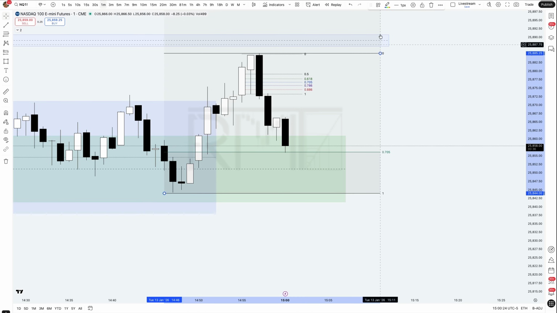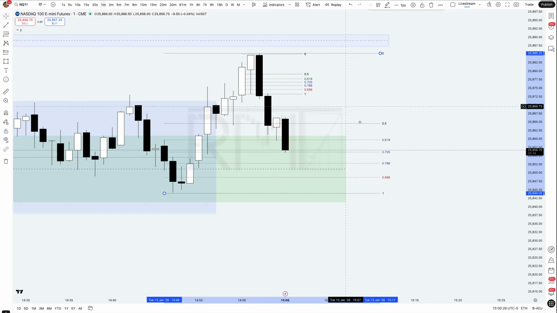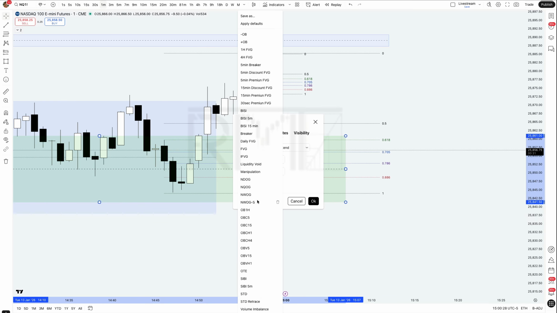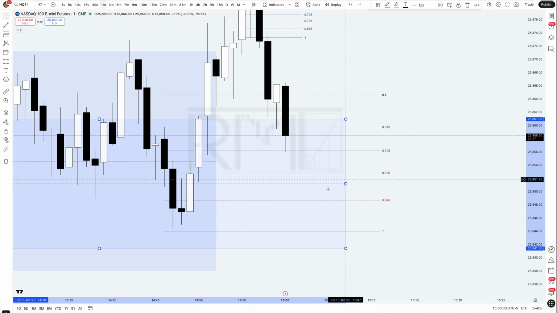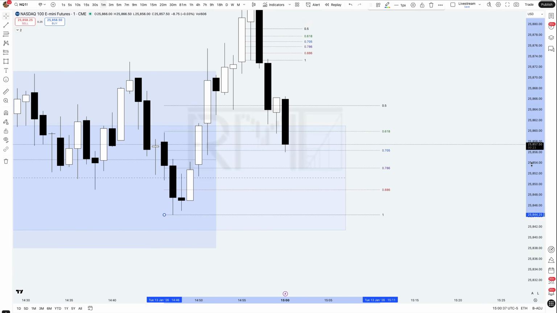The Fibonacci retracement level should be, let me take this one for 0.705, 0.786 retracement of this low here.